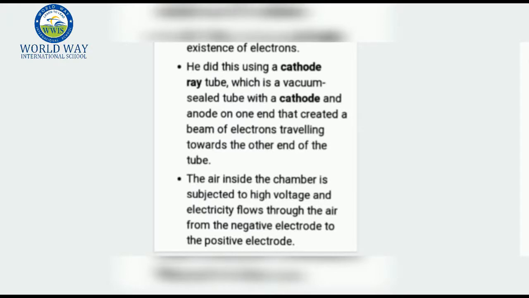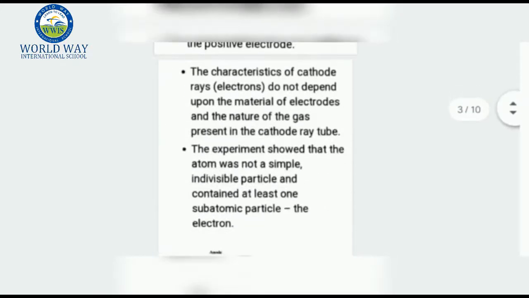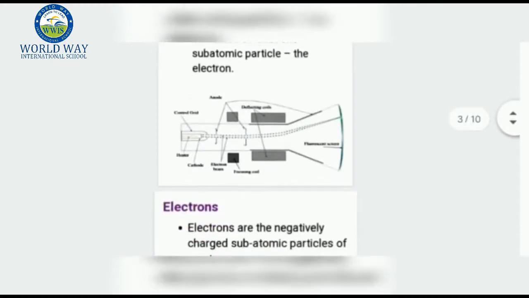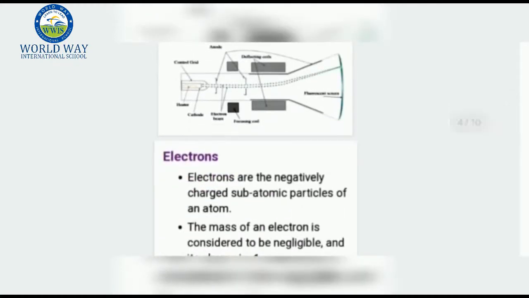The air inside the chamber is subjected to high voltage and electricity flows through the air from the negative electrode to the positive electrode. The characteristics of cathode rays do not depend upon the materials of electrodes and the nature of the gas present in the cathode ray tube. This experiment actually showed that the atom was not a simple indivisible particle and contained at least one subatomic particle, the electron, as you can see in the picture.